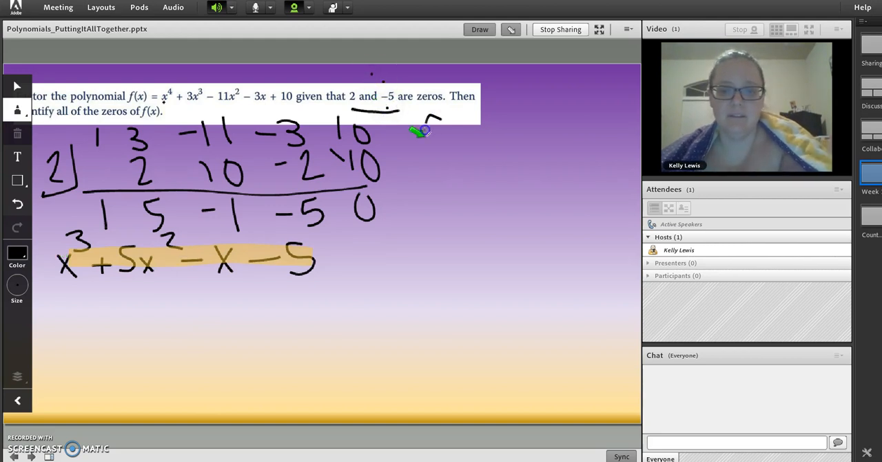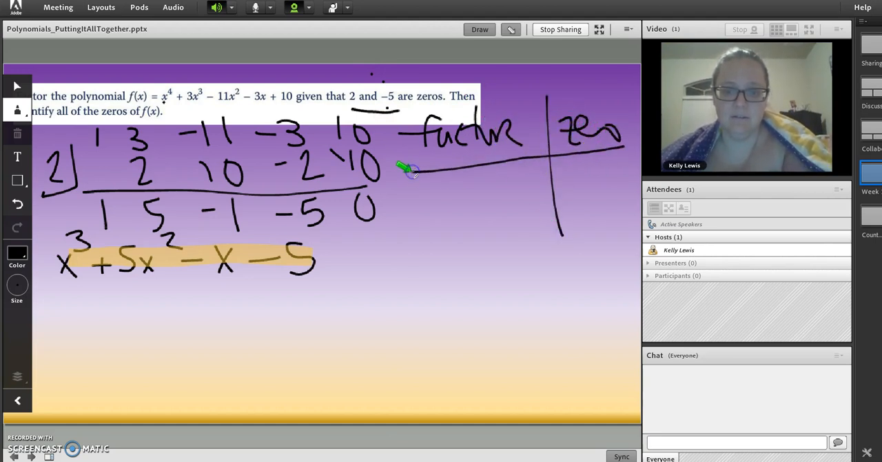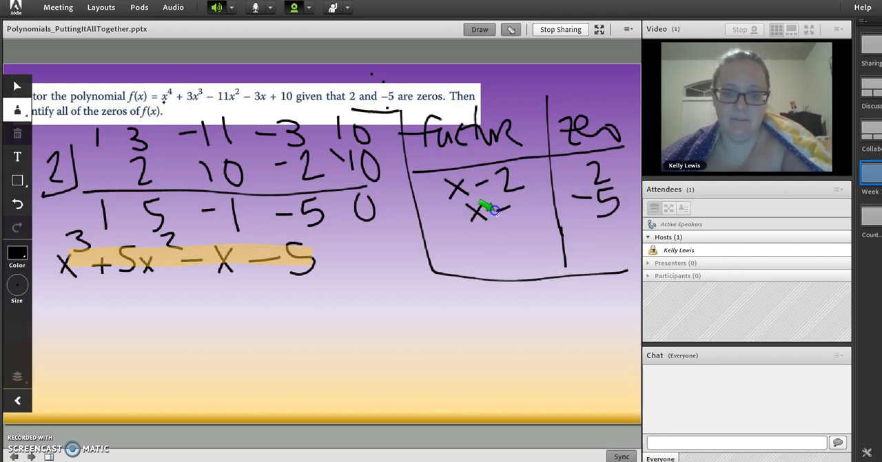All right, so these are my factors. I'm going to make a list of my zeros. So my zero was 2, so then my factor would be x minus 2. The zero would be negative 5, so my factor would be x plus 5.